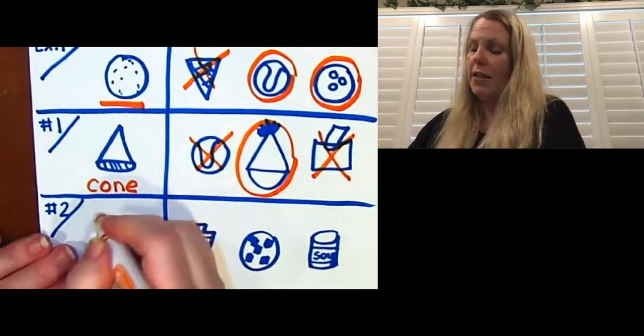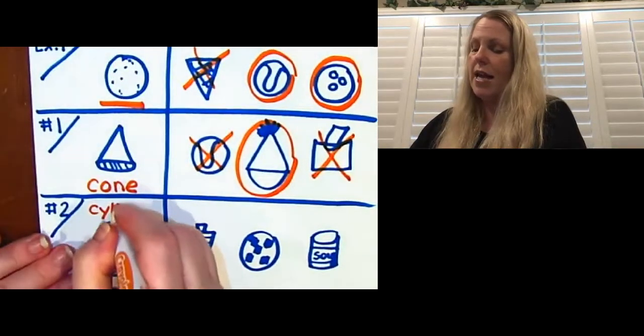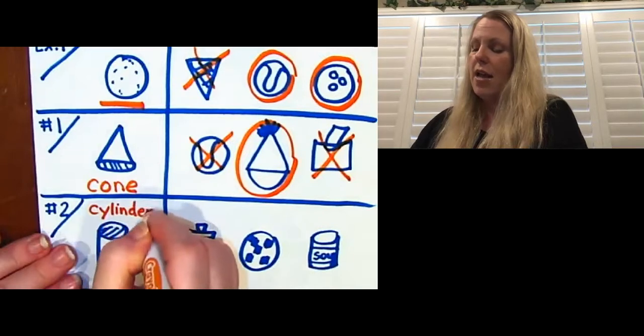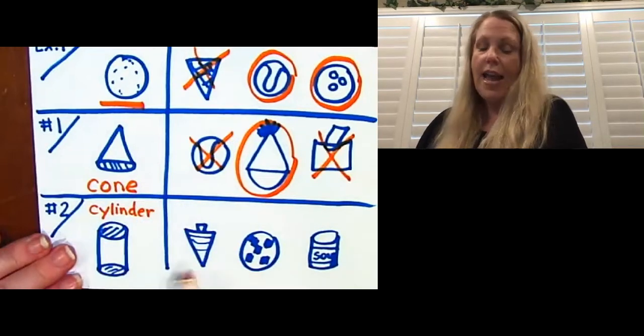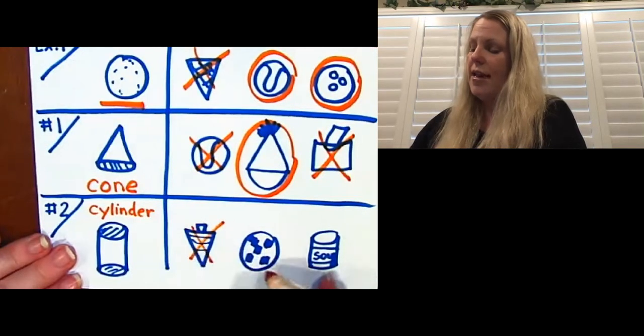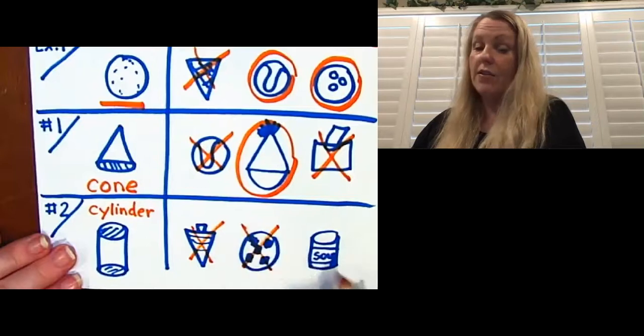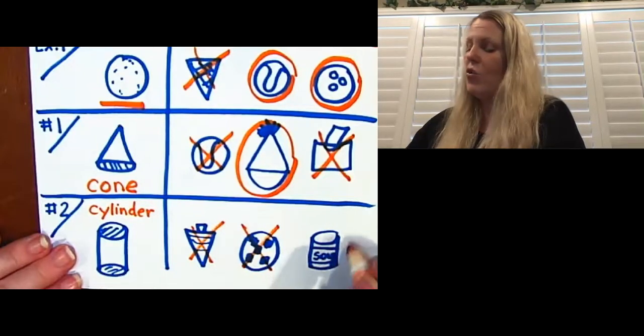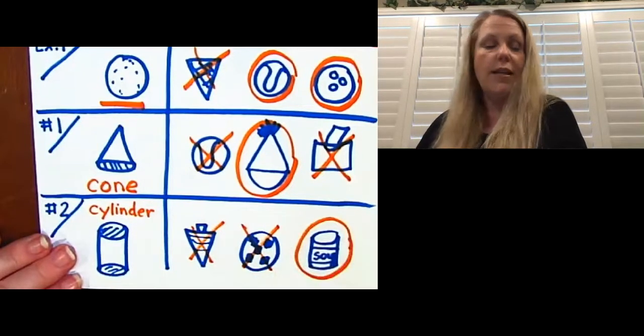Now we have a cylinder, C-Y-L-I-N-D-E-R. I'm going to look at my cylinder. And is a top a cylinder? No, that's a cone. And is a soccer ball a cylinder? No, that's a sphere. Is a soup can a cylinder? It sure is. So I'm going to circle it up.